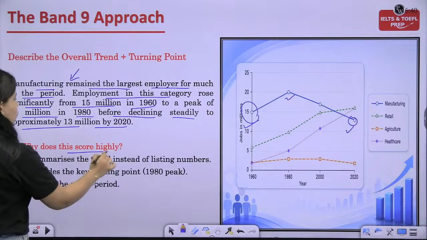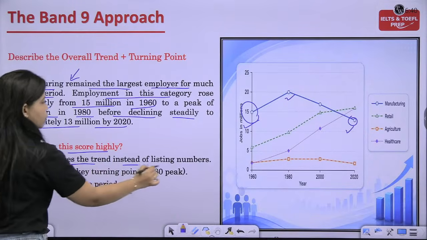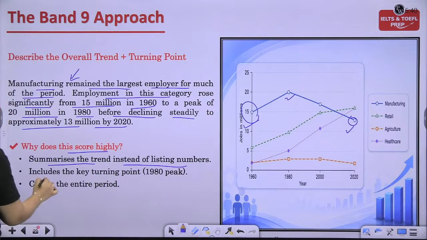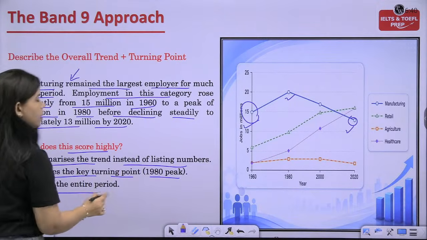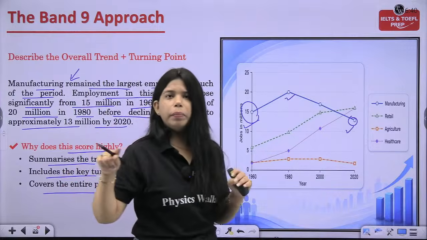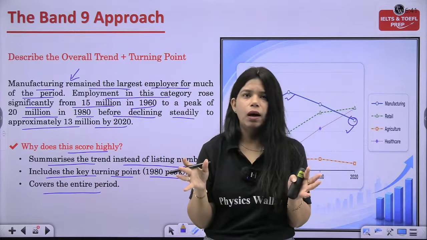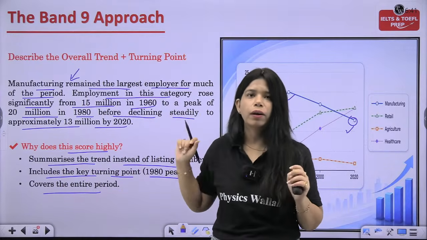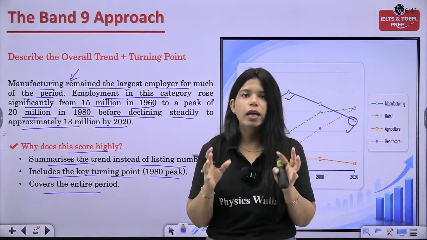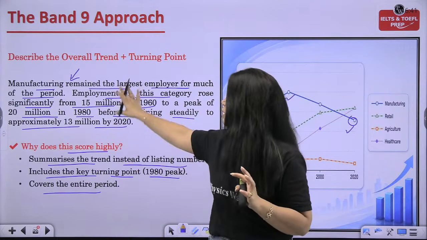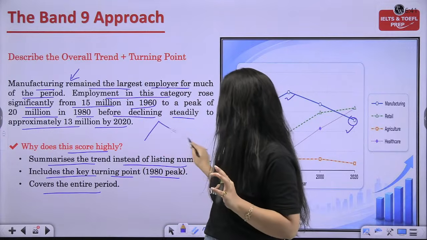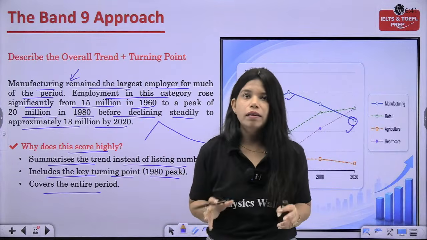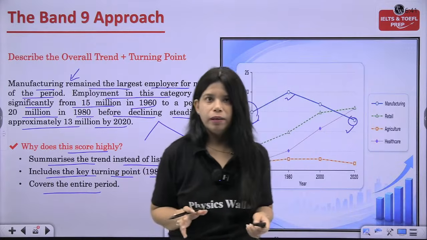Why does this score highly? Because it summarizes the trend instead of listing numbers. It includes the key turning points, 1980, which is the peak, and still covers the entire period. It is not leaving anything out. So if anybody does not have the graph in front of them, just by reading this, they will be able to visualize that, okay, this line must look like this. That is how you paint the picture for the examiner.